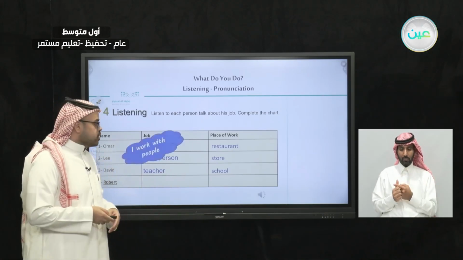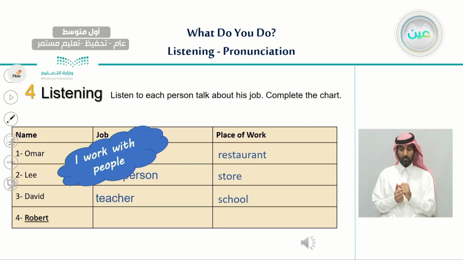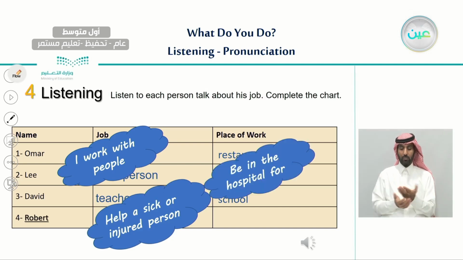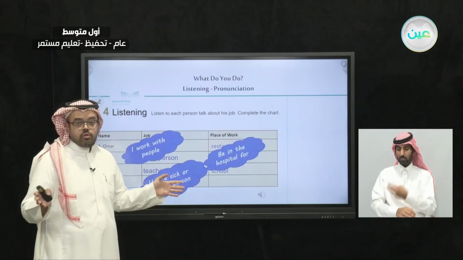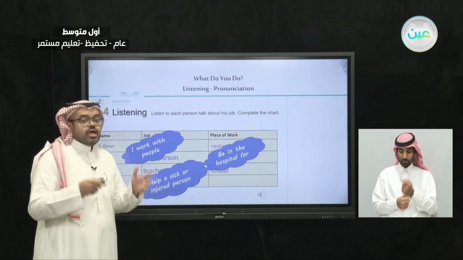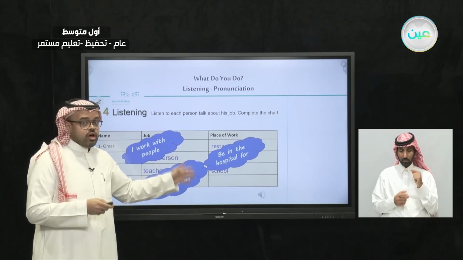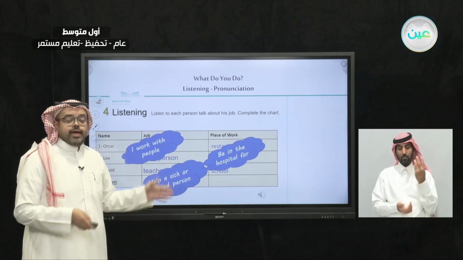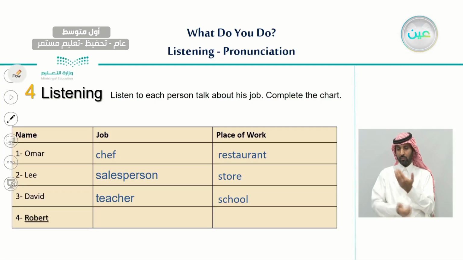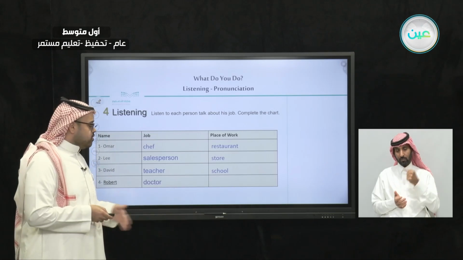For example, some of the keywords are: he works with people all the time, he helps a sick or injured person, and he should be in a hospital for 24 hours a day. So what kind of job requires a person to be at the hospital for 24 hours a day and also to help injured or sick people? What do you think Robert's job is? Very good. Yes, he is a doctor.